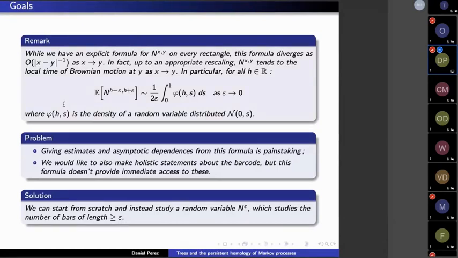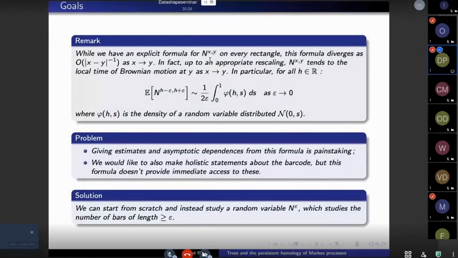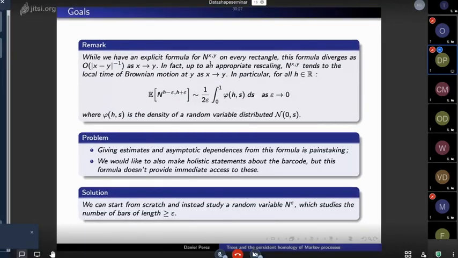If you study the divergence of this, it turns out that it goes like (x minus y) to the minus 1. And in fact, if we rescale nxy by the divergence, then it tends to the local time of Brownian motion. In particular, for all h and r, we have the following expression for the expected value of n(h minus epsilon, h plus epsilon), where phi_{h,s} is nothing other than the density of a normal random variable with mean 0 and variance s.